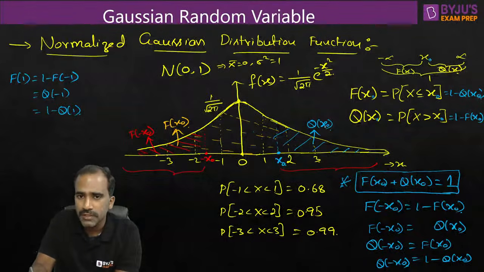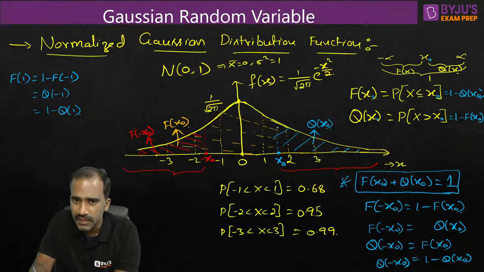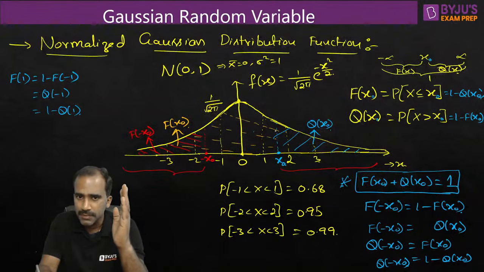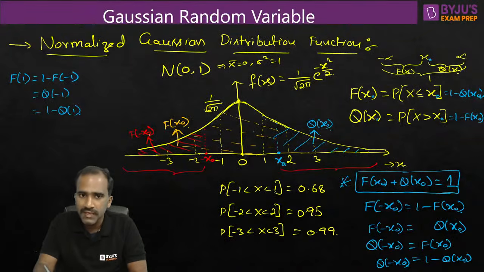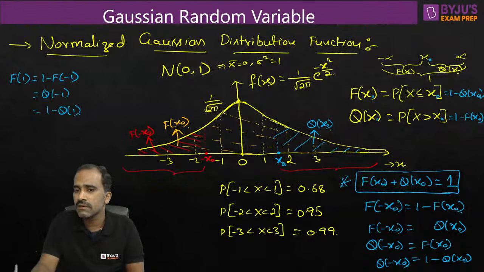So in the Q function, if you observe Q of x naught, it is the area from x naught to infinity. The shape of the graph you see here is exactly the same on this side also. Because it is a symmetric graph, whatever is the area here, the same will be the area here. From that observation, we can say that F of minus x naught is the same as Q of x naught. And we know that Q of x naught is equal to 1 minus F of x naught, because when you add them, the total area is 1.